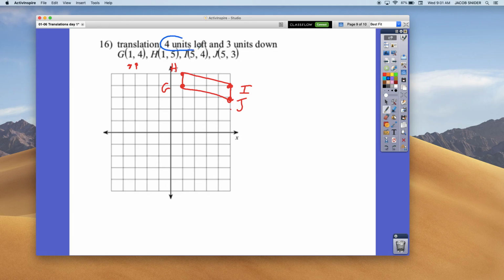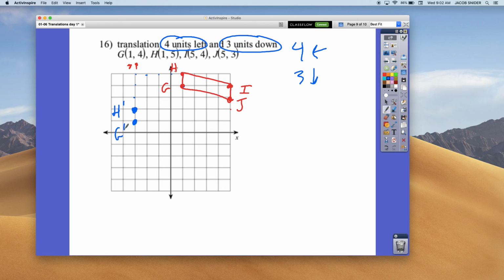I'm going to go 4 left and 3 down. So 4 to the left, 3 down. All right, let's start with H. 4 left: 1, 2, 3, 4. And down 3: 1, 2, 3. There's H prime. G, 4 left: 1, 2, 3, 4. Down 1, 2, 3. There's G prime.